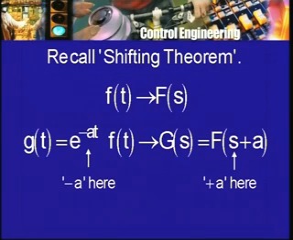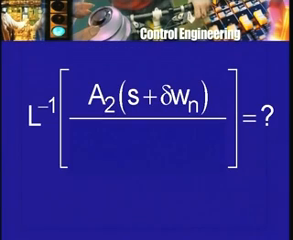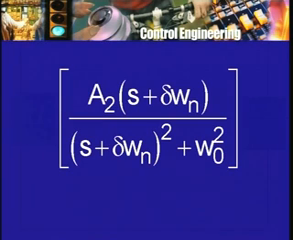So what is the point of using this theorem here? If I have a g of s which looks like f of s plus a, that is if I can rewrite a function g of s as f of s plus a, then the Laplace inverse g of t can be recognized as e raised to minus at into the Laplace inverse of f of s. So that is what I am going to use now. So what I have now is the problem of inverting, let us say, a2 into s plus delta omega n divided by s plus delta omega n square plus omega 0 square.